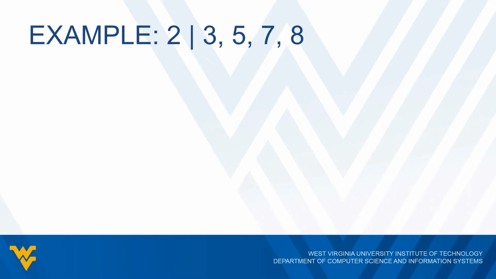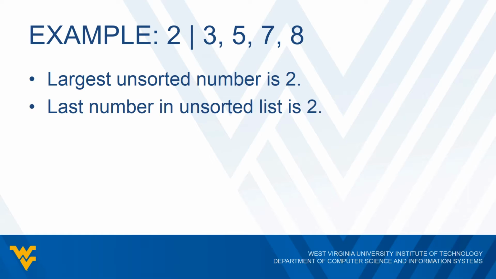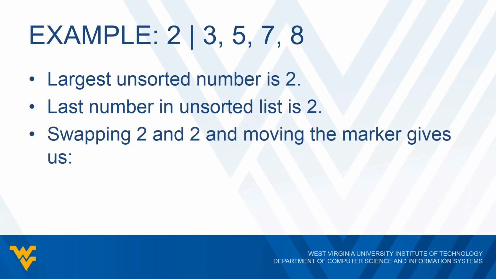Once again, we see that the list is technically sorted, but the computer doesn't see that, so we have to continue. Since there's still something in the unsorted portion, we have to follow through. So the largest unsorted number here is 2. The last number in the unsorted list is also 2. It's the same number, so we're going to swap it with itself, which means it really isn't going to do anything. We're going to move the marker over, and now we get the marker, then 2, 3, 5, 7, 8.